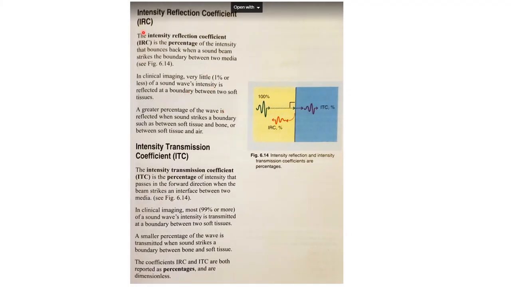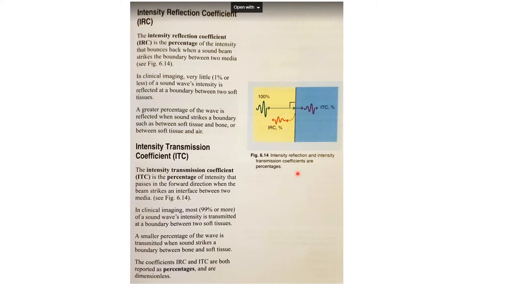Now, we define another term called the intensity reflection coefficient, or IRC. The intensity reflection coefficient is the percentage of the intensity that bounces back when a sound wave strikes the boundary between two media. In clinical imaging, very little, 1% or less, of a sound wave's intensity is reflected at a boundary between two soft tissues, but it is much larger when you hit a bone or air. That's one of the reasons you use gel, because you have the air meeting with soft tissue. So you use the gel to do, to use a fancy term, impedance matching.